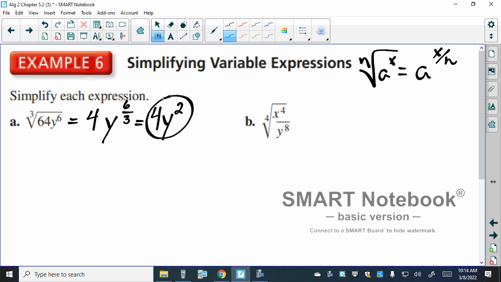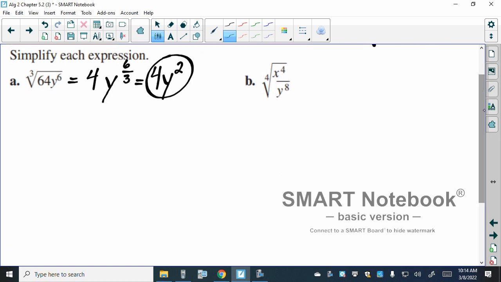And with the variables, it's sometimes hard to see that. We can actually just rewrite it as fractional exponents. If we wanted to, instead of saying 4, we could have said 64 to the 1/3. And the calculator would have done the 64 to the 1/3 as long as it works out evenly. Now, any other questions on A before we look at B?